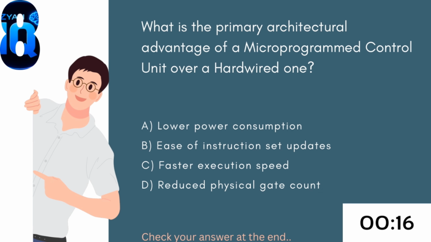Moving on, faster execution speed is actually more associated with hardwired control units, which are designed for speed. Lastly, reduced physical gate count. This can be true in some cases, but it's not the core reason for choosing microprogrammed control. So the most important advantage here is the ease of instruction set updates, because it highlights one of the biggest flexibilities and benefits of microprogrammed control units in designing adaptable and easily modifiable systems.